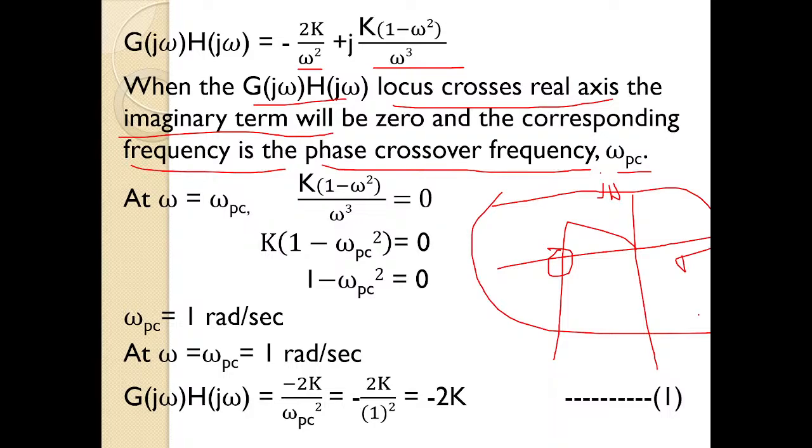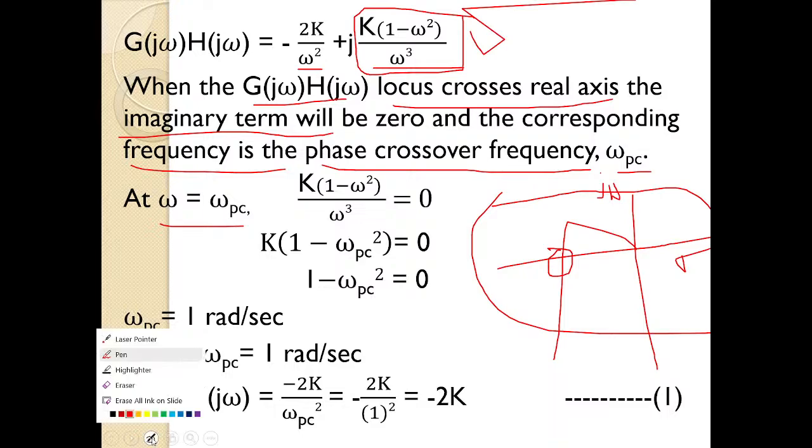So whenever a polar plot crosses the real axis, imaginary terms are 0. Similarly, whenever the g of j omega, h of j omega locus crosses the real axis, the imaginary term will become 0. The frequency at which the imaginary term becomes 0 is known as the phase crossover frequency. So at the phase crossover frequency, what is our imaginary term in g of j omega, h of j omega? This is our imaginary term.